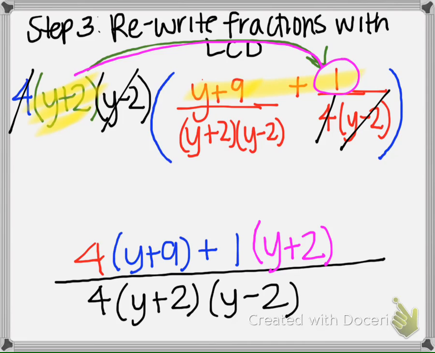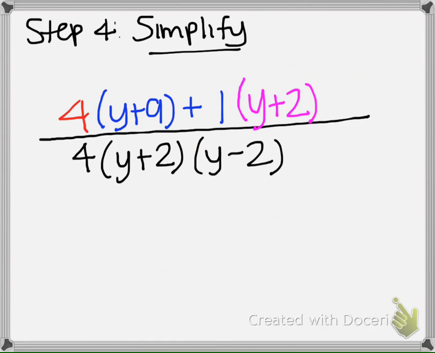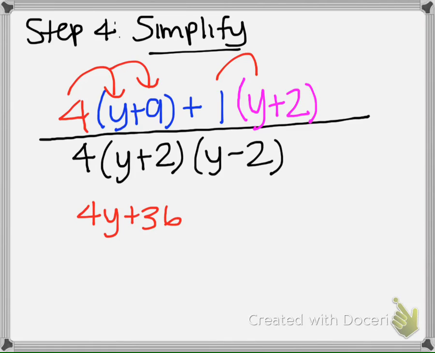Now all I need to do is simplify the numerator here. So I'm going to go ahead and distribute the 4 here. Distribute this 1. And then combine like terms.